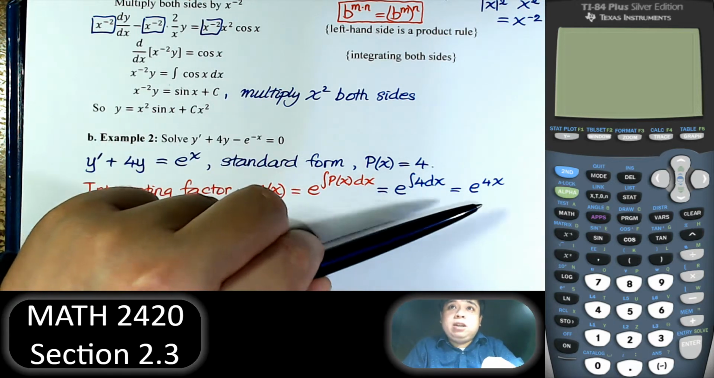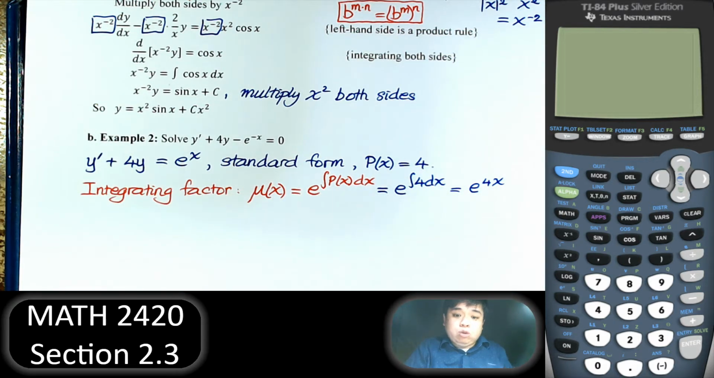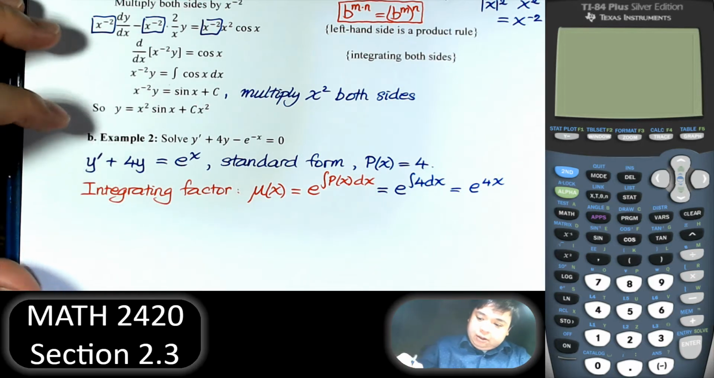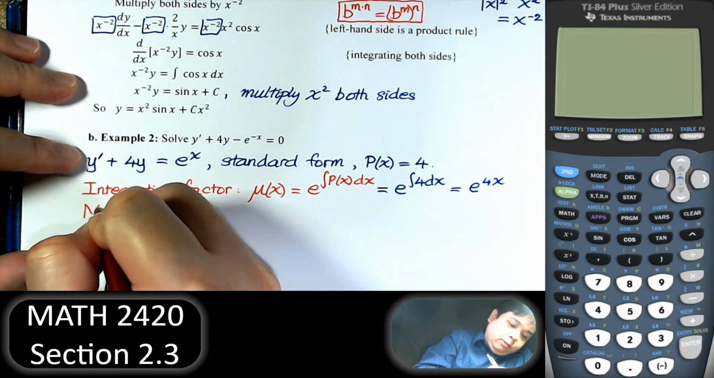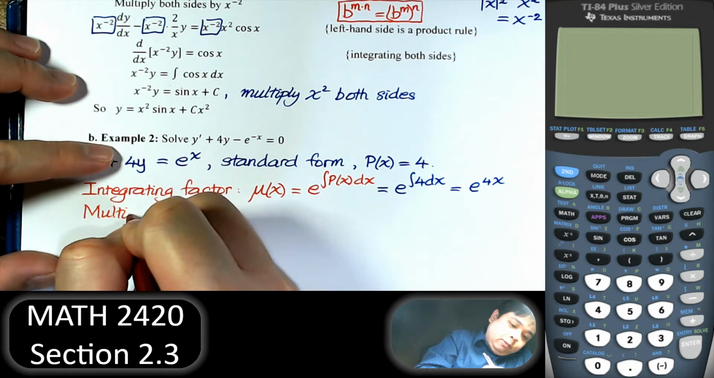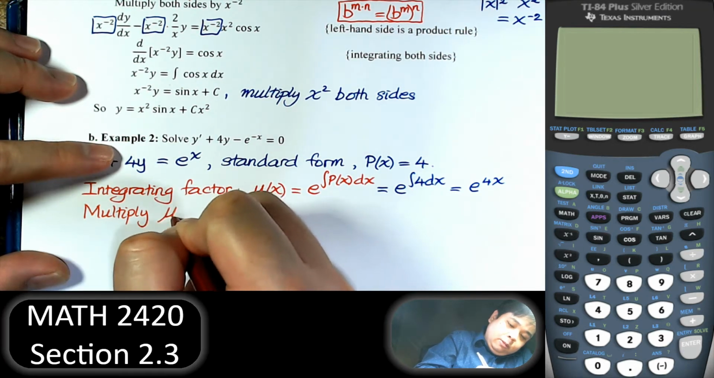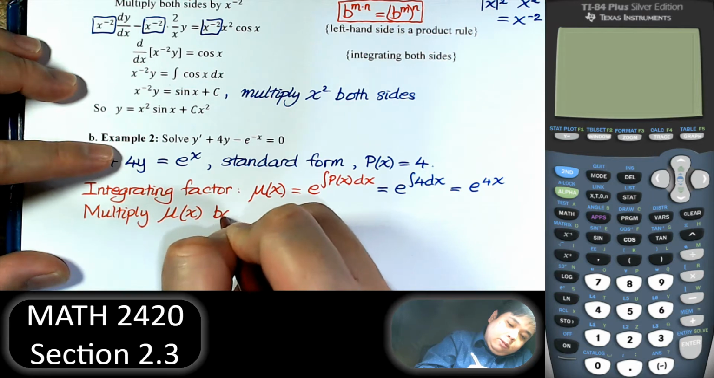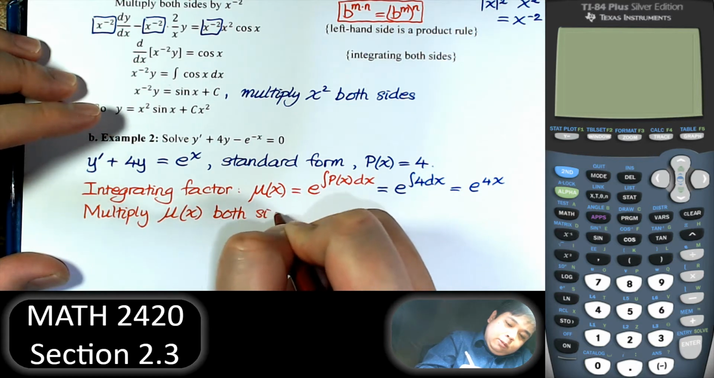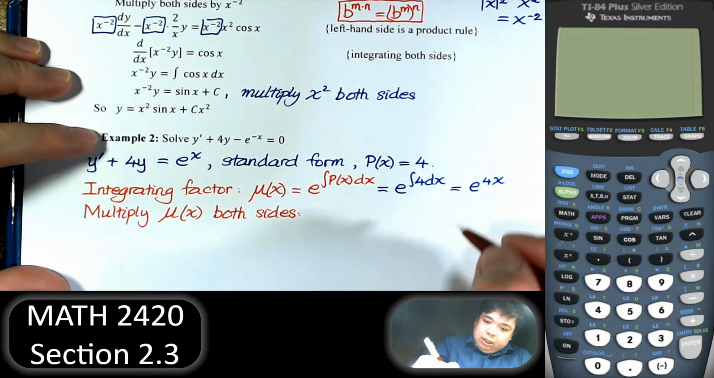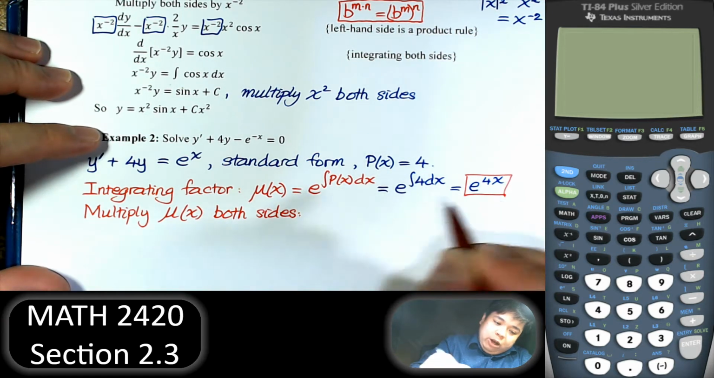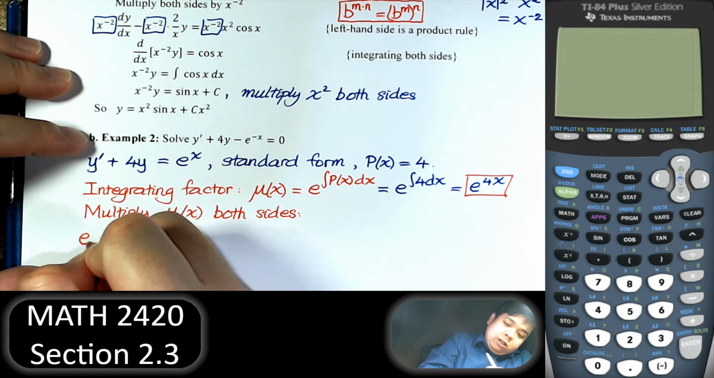So we have the integrating factor. Now multiply both sides. The integrating factor is e to the 4x. I multiply both sides.